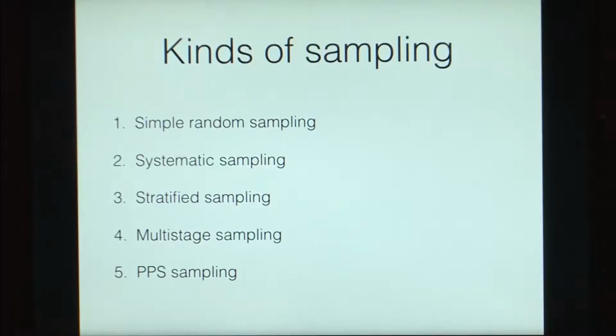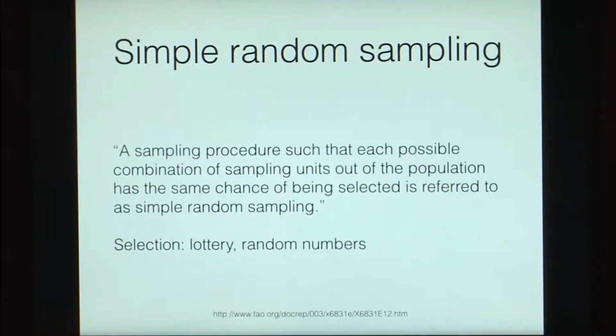Now, that being said, there are different kinds of samplings that we can define. We can go for a simple random sampling, a systematic sampling, a stratified sampling, multi-stage sampling, probability proportional to size sampling. So, let us look at these kinds of samplings. Let us begin with the simple random sampling.